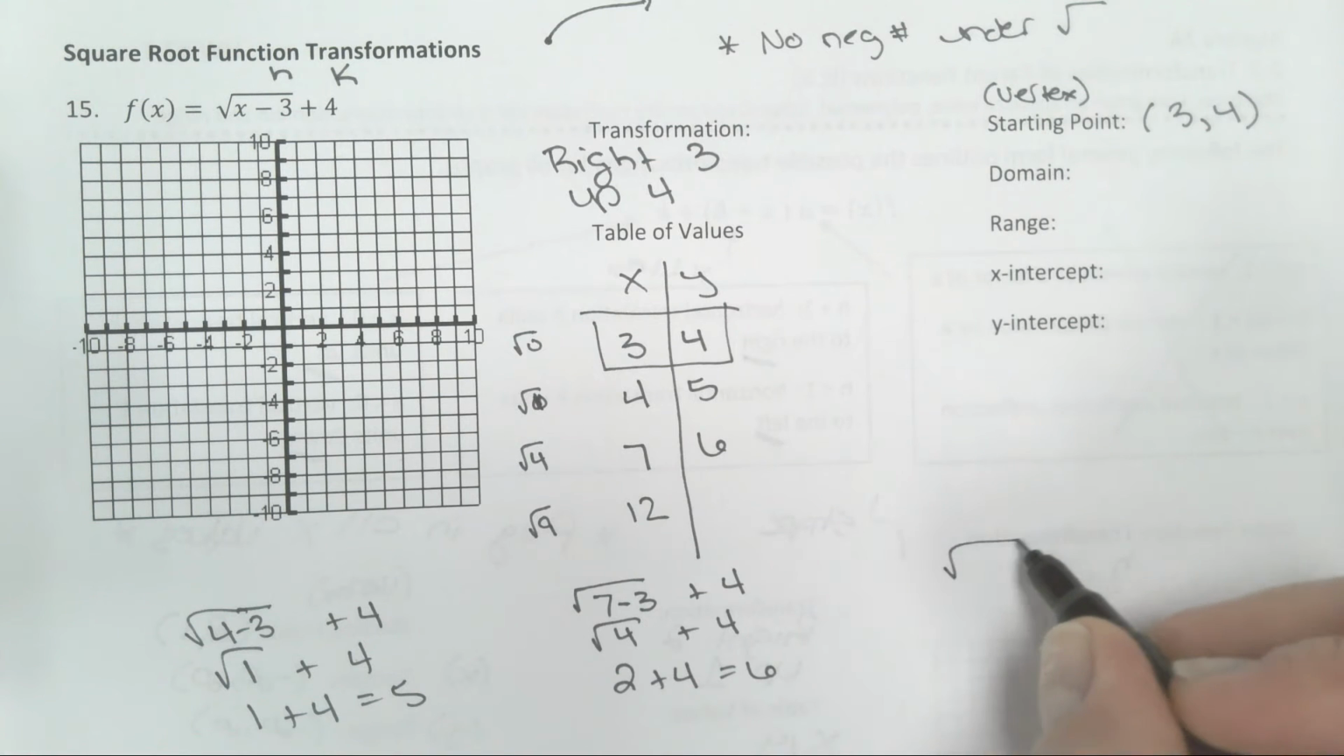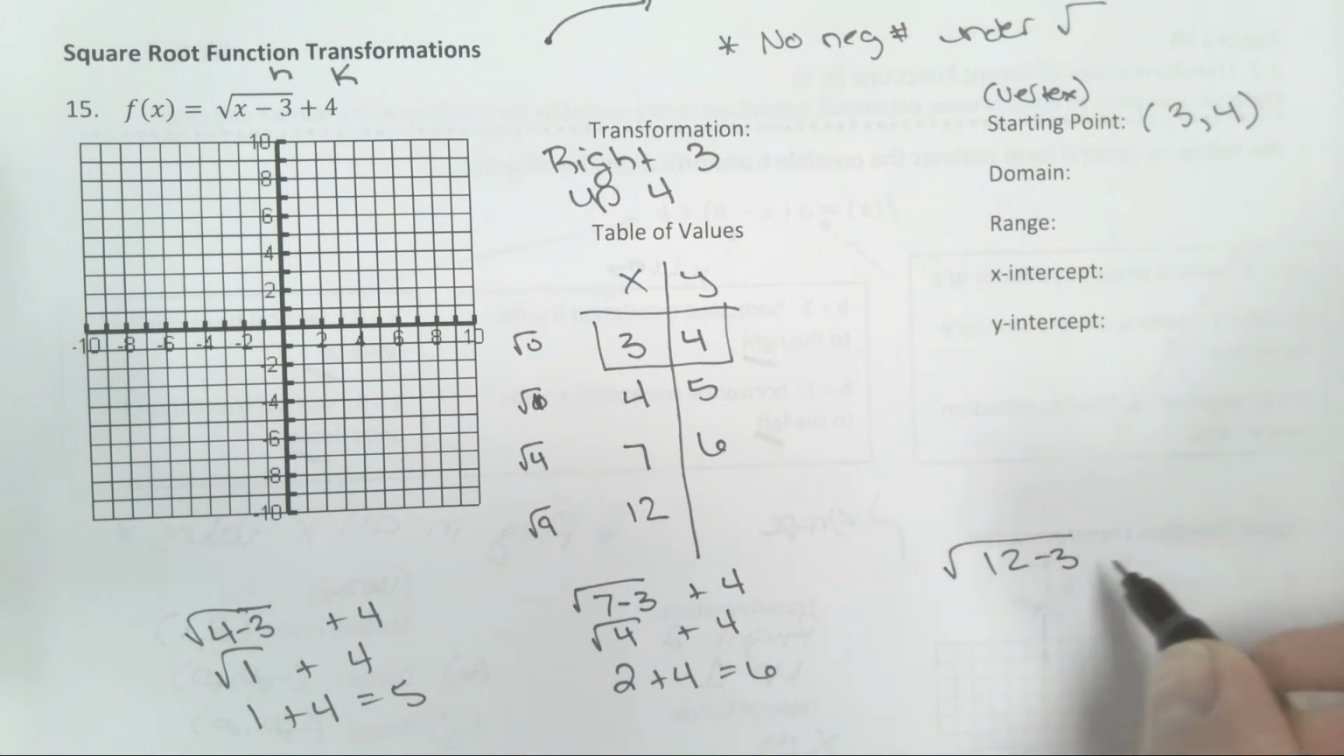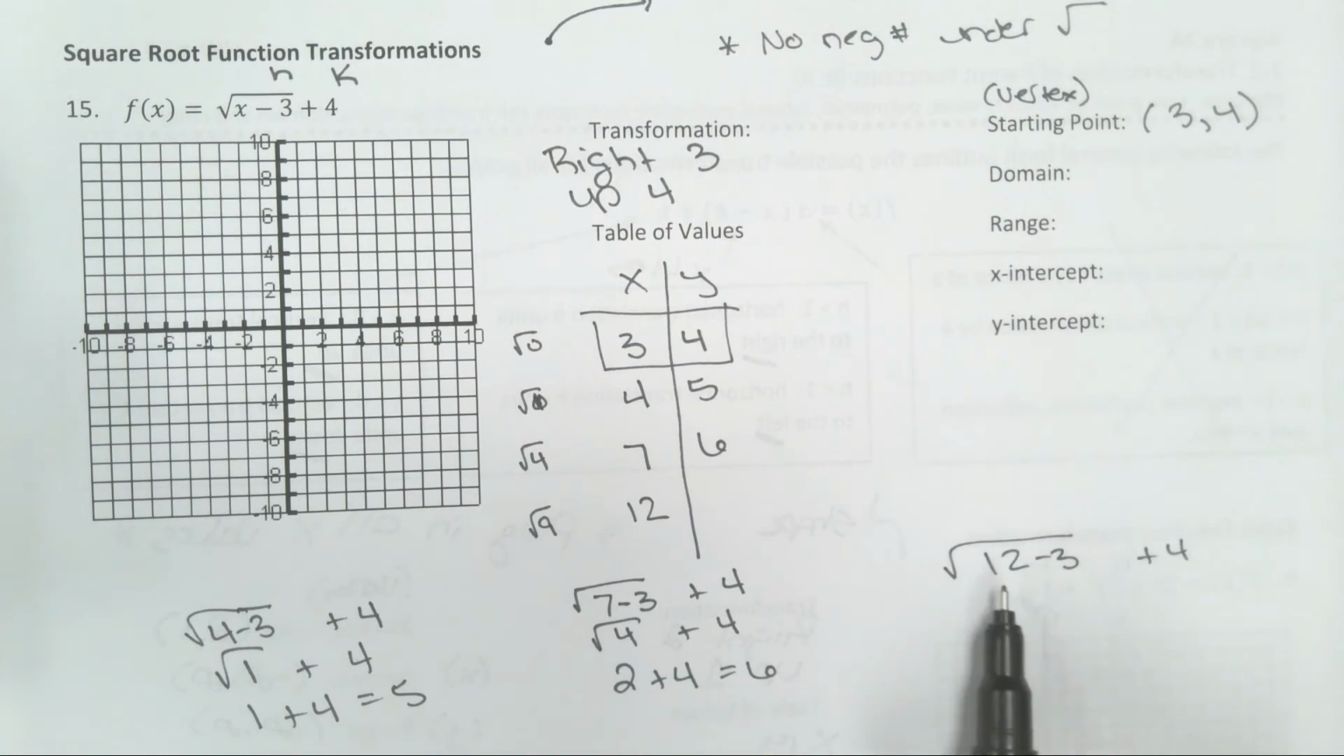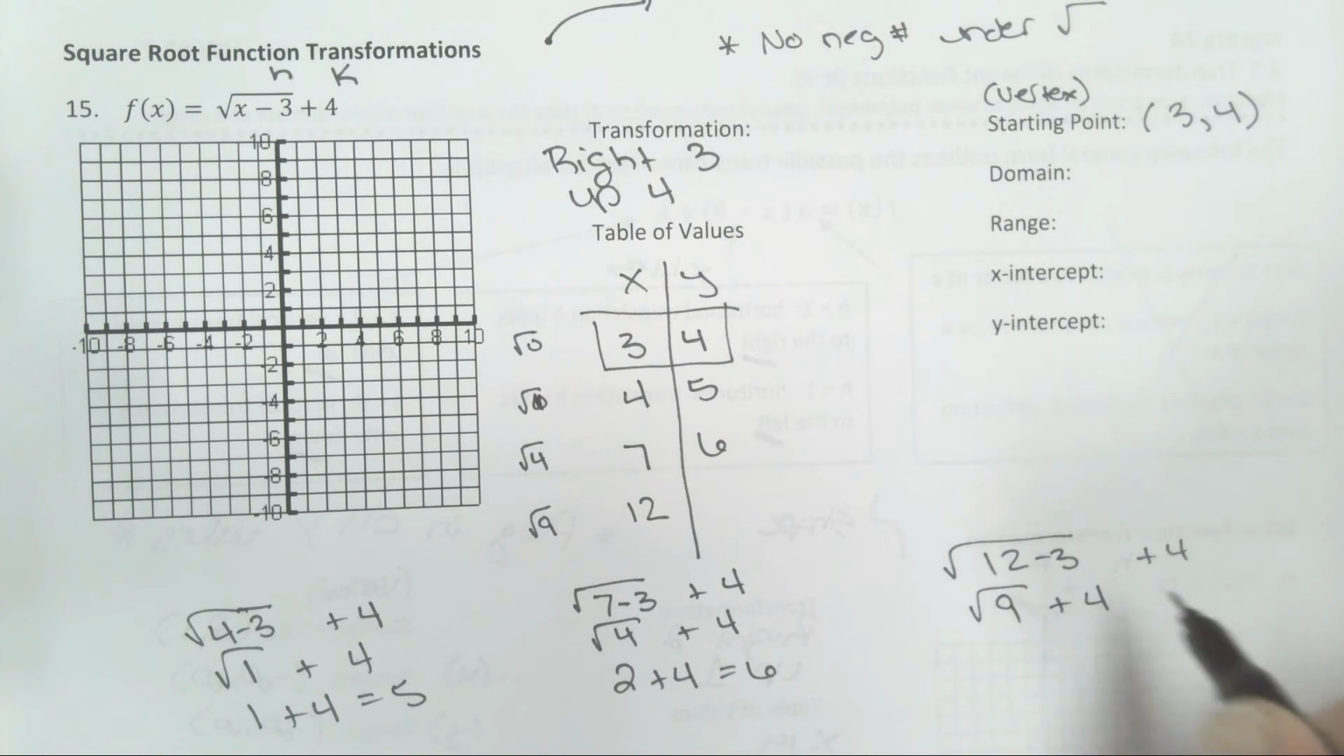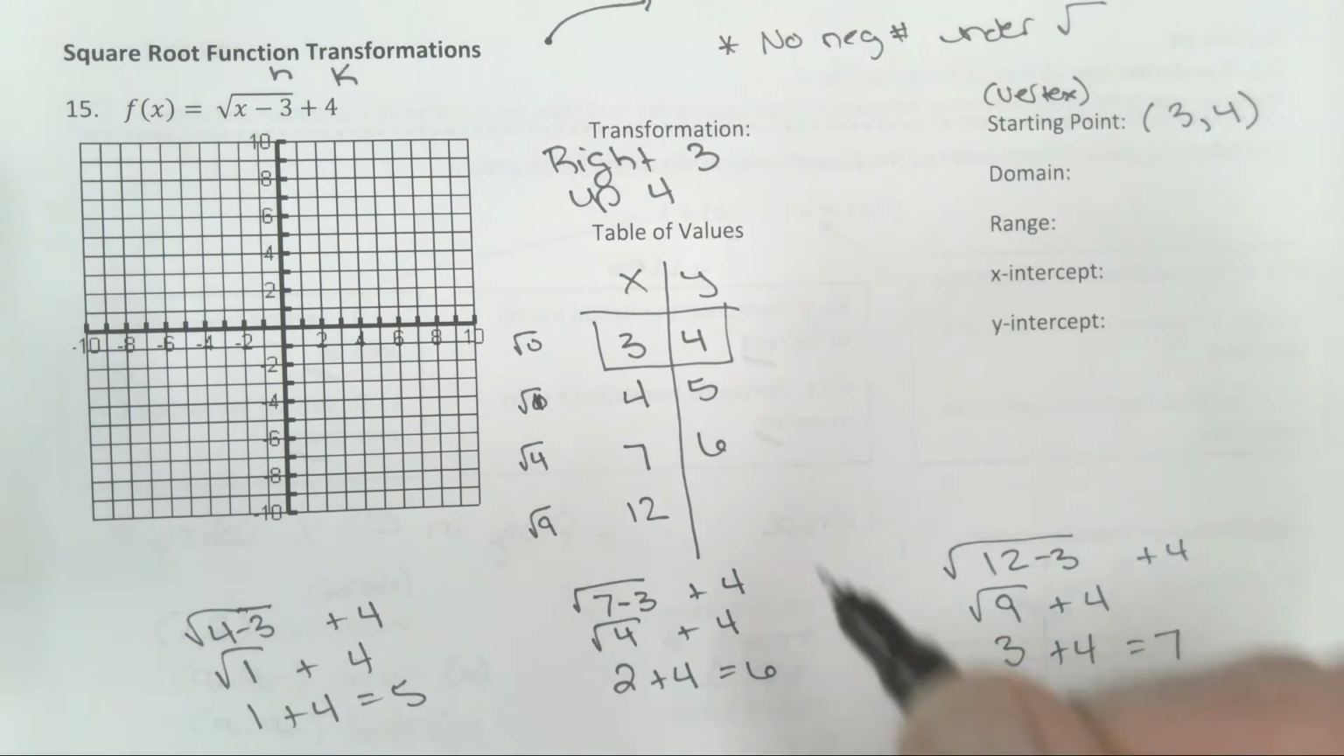And then you're going to plug 12 in. The square root of 12 minus 3 plus 4. 12 minus 3 is 9. Take the square root of 9, which is 3. And 3 plus 4 adds up to 7.